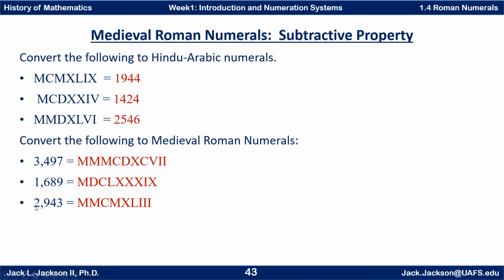2,000 is 2 M's. A 9 here, you got to go up to 1,000 and take 100 back, so that's going to be a CM. A 4 is going to be, you go up to a 50 and take 10 back, so that's going to be an XL. And then you got the 3 I's at the end.